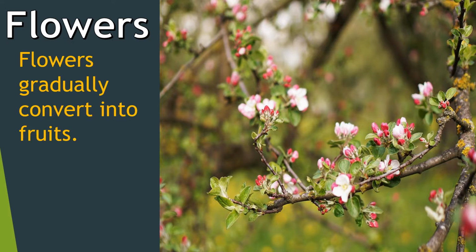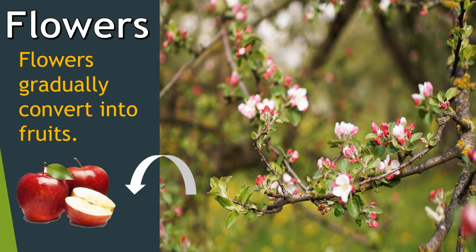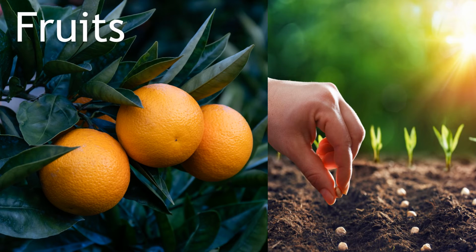Flowers. Flowers are the most colorful part of the plant. Flowers gradually convert into fruits. Next is fruit. Fruits have seeds which help to reproduce the plant of the same kind.